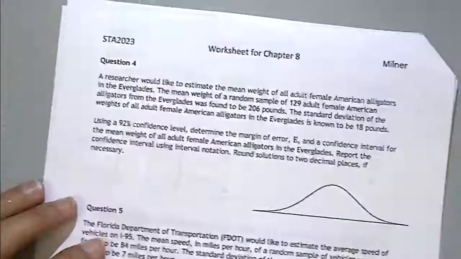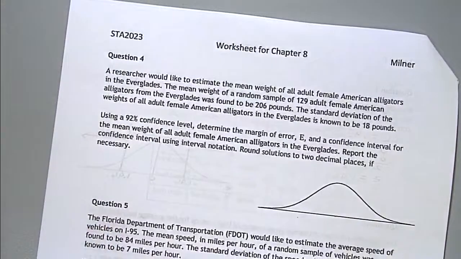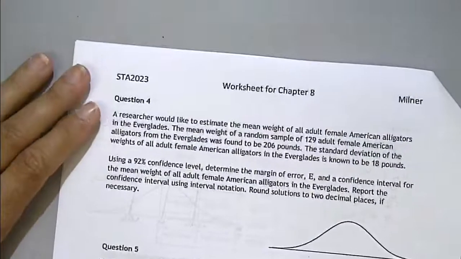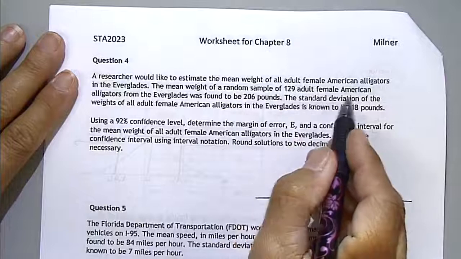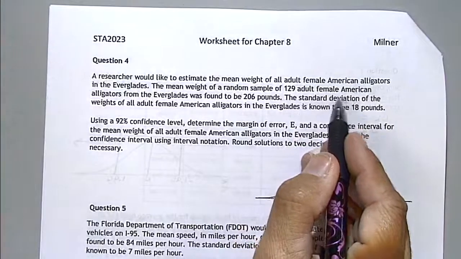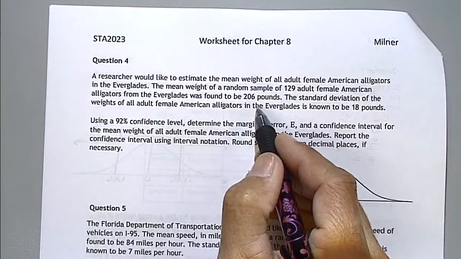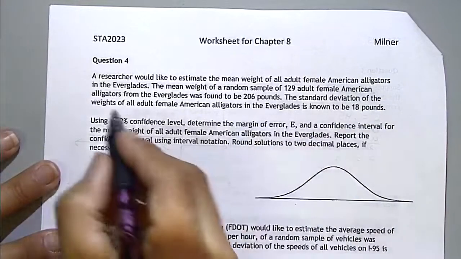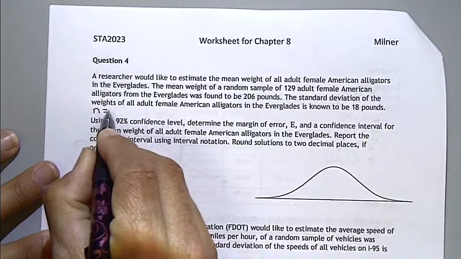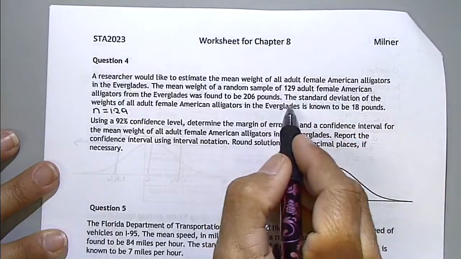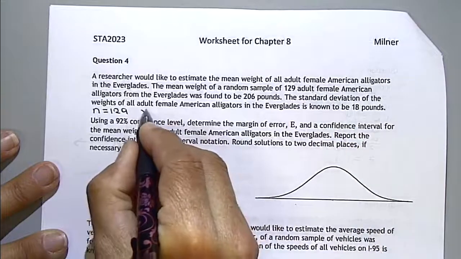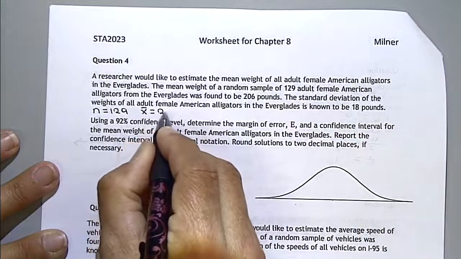All right, next question. We have a researcher who wants to estimate the mean weight of all adult female alligators in the Everglades. And the mean weight of a random sample of 129 adult female alligators from the Everglades was found to be 206 pounds. Now, I'm going to start jotting stuff down as soon as I see it. I see that there was a sample size of 129, and I see that that sample led to an average weight, which would have been a sample average of 206.